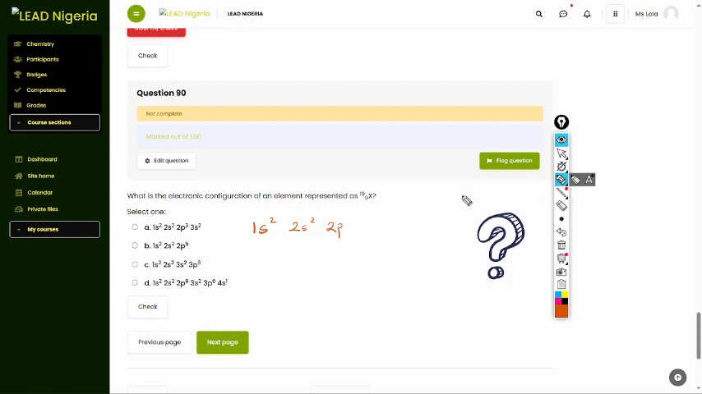So 2 plus 2, 4. So we're left with 5 electrons. So this would give us 9. So the configuration is 1s2, 2s2, 2p5. And that is option B.